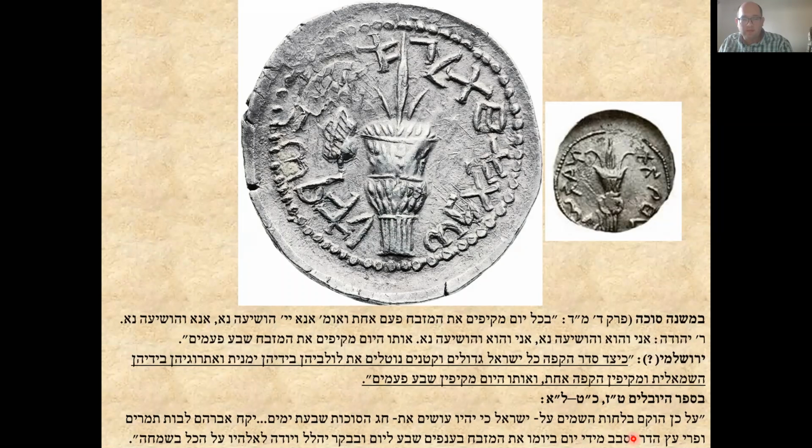This is a quote that is brought in a number of sources from the Yerushalmi, even though in our current text of Yerushalmi, it's not found, but I'll quote it nonetheless. Ketzad seder hakafa, how would they surround the altar? Kol Yisrael gdolim v'ktanim, all of the Jews, adults and children, notlim et lulavehem b'yedehem yamanit, they hold their lulav in the right hand, v'etrogehem b'yedehem smalit, u'mikifin hakafa achat, and they'd walk around the altar. And on the 7th day of Sukkot, they'd go around 7 times.